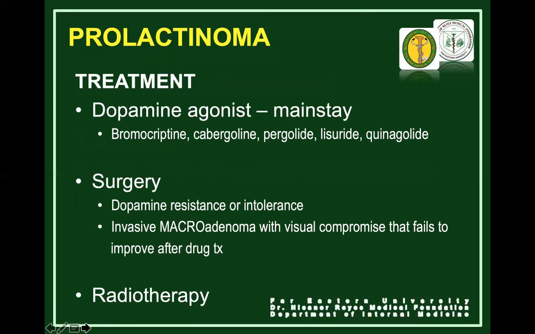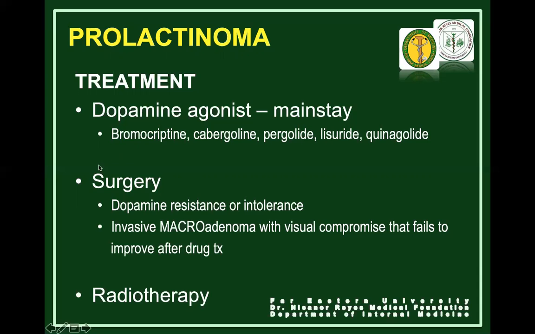Now, how do you treat prolactinoma? This is important because this is medical. So most of your hyperprolactinemia or prolactinoma is medical. So the mainstay would be a dopamine agonist, which is what's available here in the Philippines, your bromocriptine. And then you also have cabergoline, pergolide, lisuride, and quinagolide. So the one that's mainly used is bromocriptine. We usually titrate up as the patient can tolerate, and then to maintain the prolactin at normal levels.